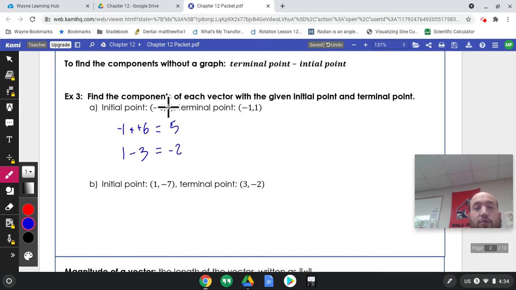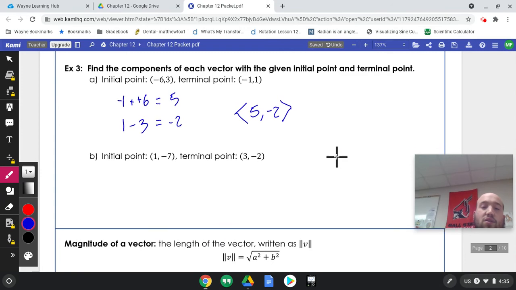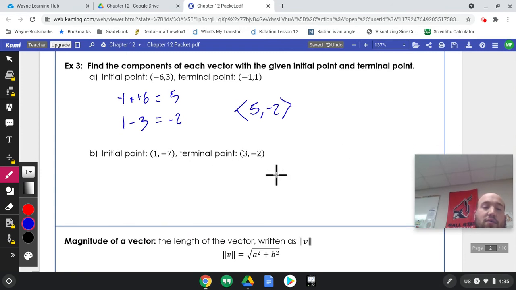So you always start with the terminal point, subtract the initial point. Now I just need to write it. So 5, -2, let's write that as a vector in component form there. Okay, our next one, same thing. Start with your terminal point. And remember, x goes with x, y with y.